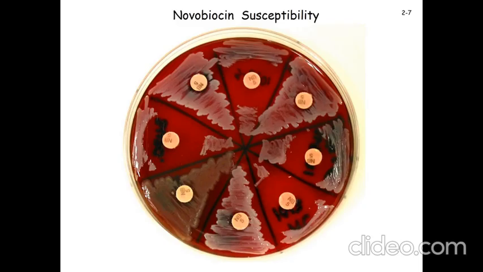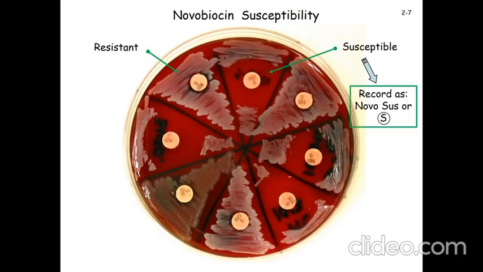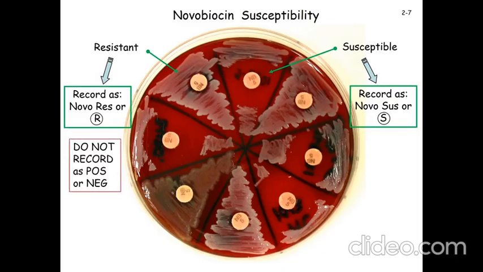Now, we'll set up controls on this plate. So we'll have a resistant one and a susceptible one. And then we'll set up 6 different patient samples. There we go, there's the animations. So, an important part of this is we do not record it as positive or negative. It's either resistant to the novobiocin, or it is susceptible to it. So for that reason, we write an R with a circle or S with a circle, or Novo RES, or SUS for susceptible.